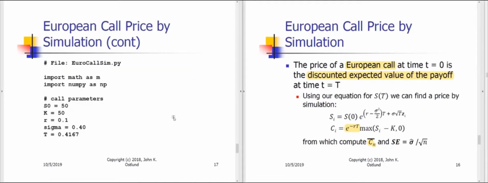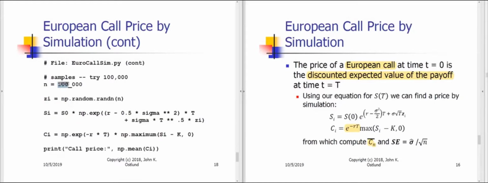Here on slide 17 and following on slide 18, I have the setup for a European call with the same parameters that we've seen before with the Black-Scholes-Merton model and the binomial tree. And then on slide 18, I have the actual simulation code. So our stock price initially is $50. Our strike is also $50. Our risk-free rate is 10%. Our volatility is 40%, and our time is 5 months.